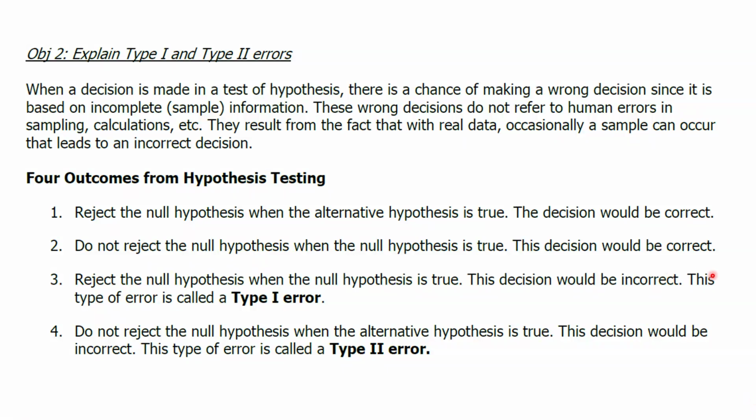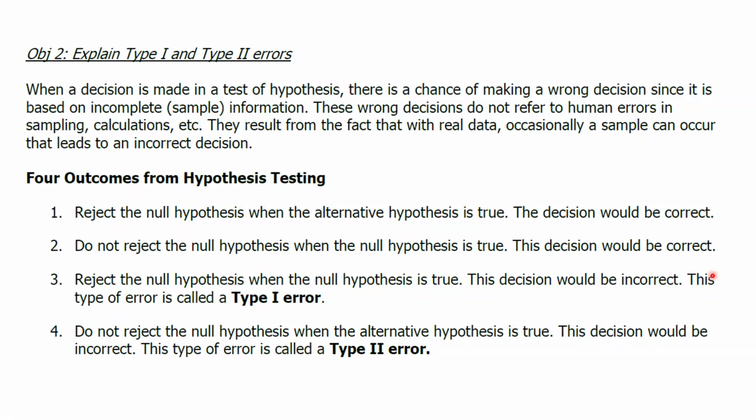All right, so we have 4 outcomes for hypothesis testing. When we conduct a hypothesis test, there are 4 possible outcomes. The first one is to reject the null hypothesis when the alternative hypothesis is true. The decision would be correct. An example of this would be the defendant is guilty and we convict them, so justice served. The second: do not reject the null hypothesis when the null hypothesis is true. This decision would be correct. For example, the defendant is innocent and we declare them not guilty.